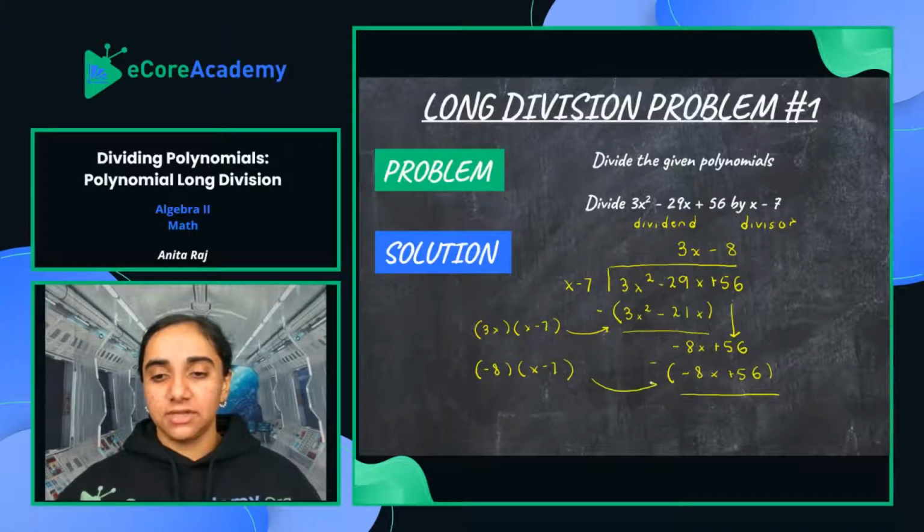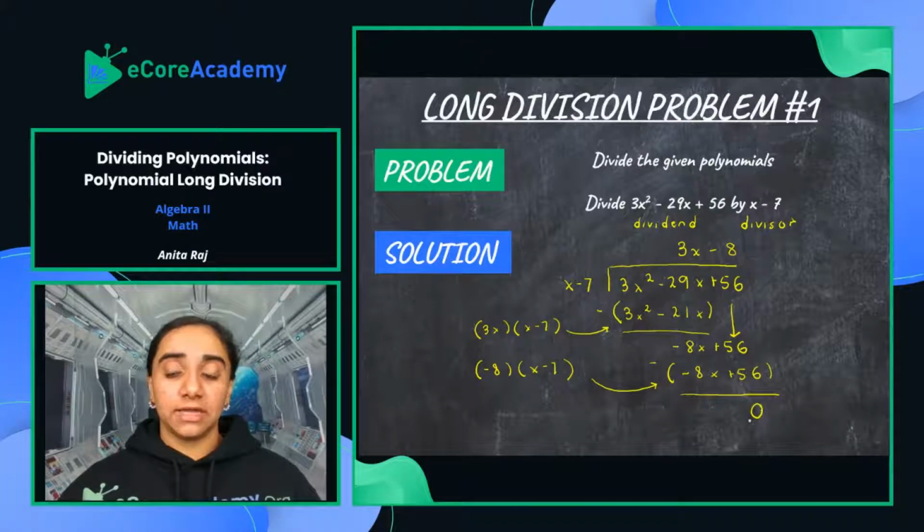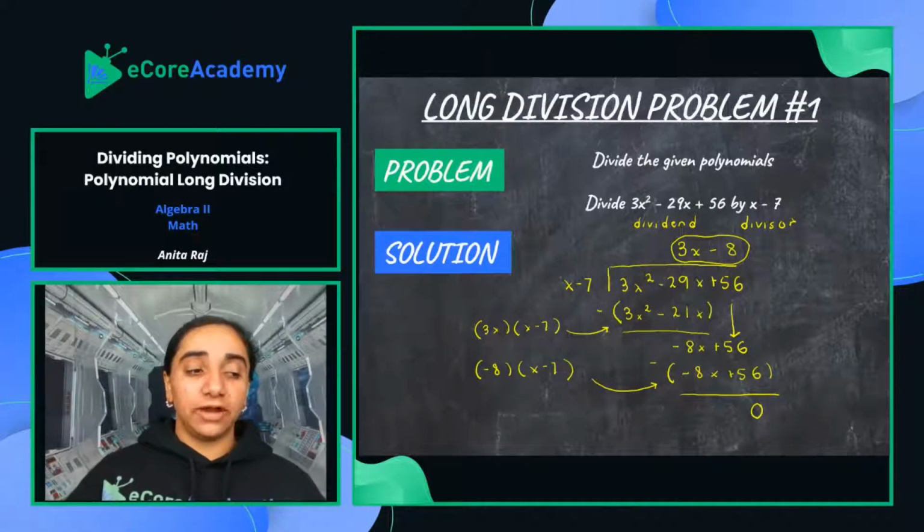And what happens is negative times negative 8x is positive. So negative 8x plus 8x is going to cancel out. 56 minus 56 is going to also be equal to 0. So we're going to end up getting 0. And what the 0 represents is the remainder. In this case, there is no remainder, which is ideal in all situations. So in this case, since we don't have a remainder, this is going to be our answer. So if we divide them, this is going to be our quotient, our final answer.